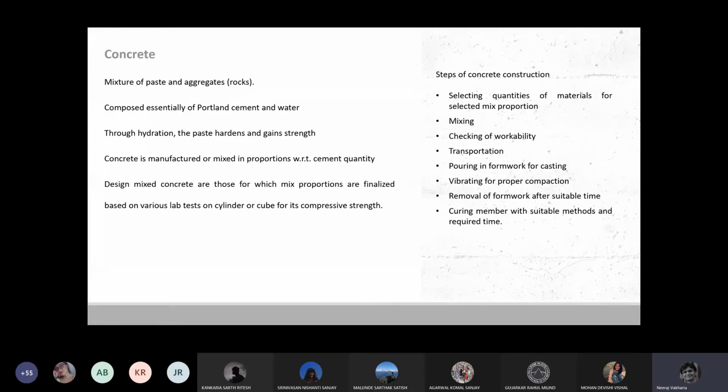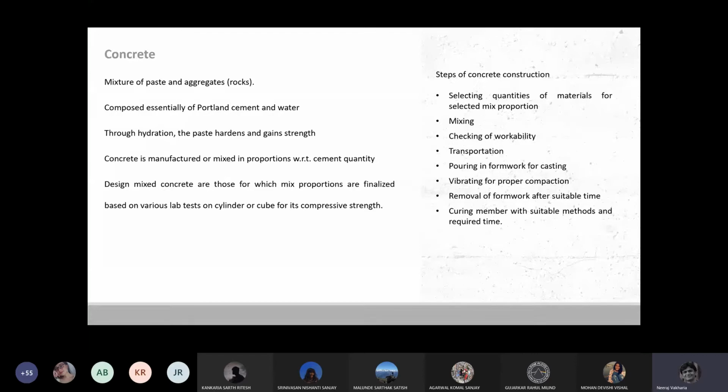Those are mixes in which proportions are finalized based on various lab tests, and the components of it are decided as per what strength is required. We are going to see further what things are manipulated or tweaked to achieve the strength which is required. So, steps of concrete construction.